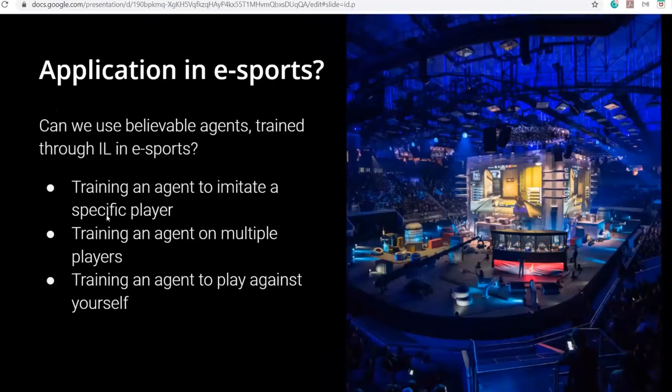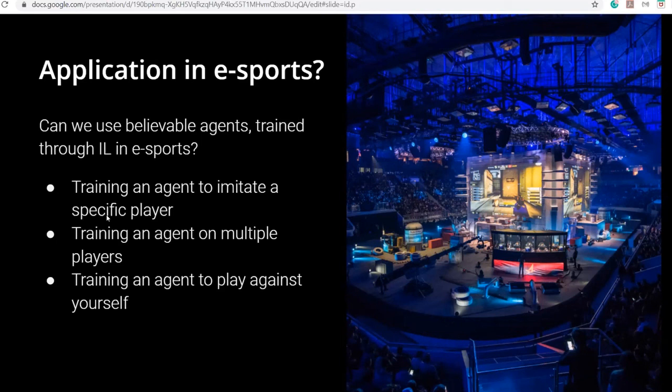So how does this affect esports? In esports, competitive players undergo a lot of training to compete. A possibly useful use of imitation learning is to train models on specific player playstyles by observing these players playing.